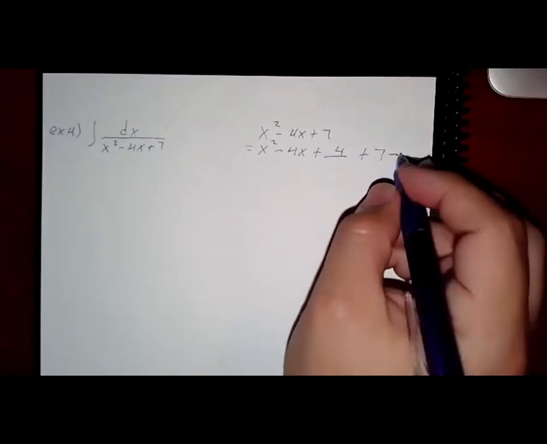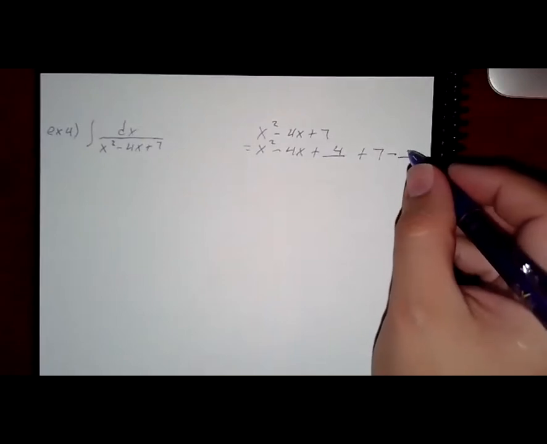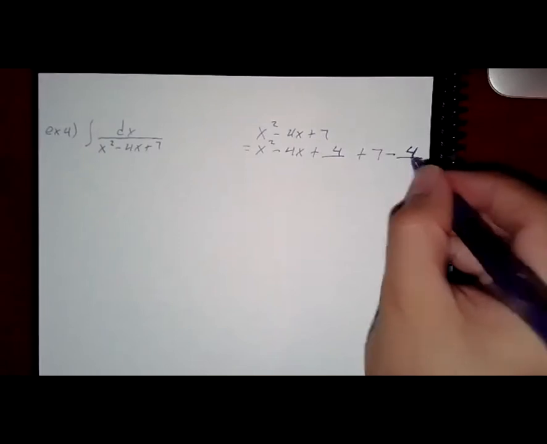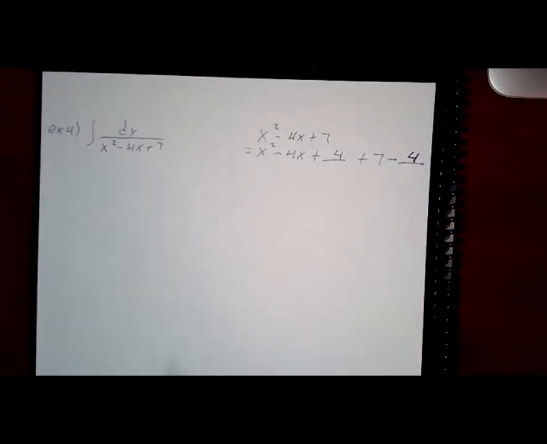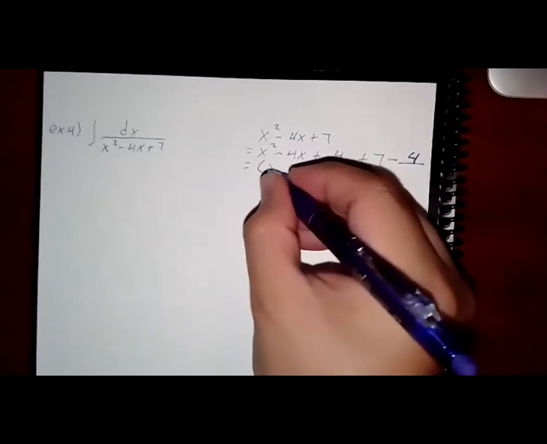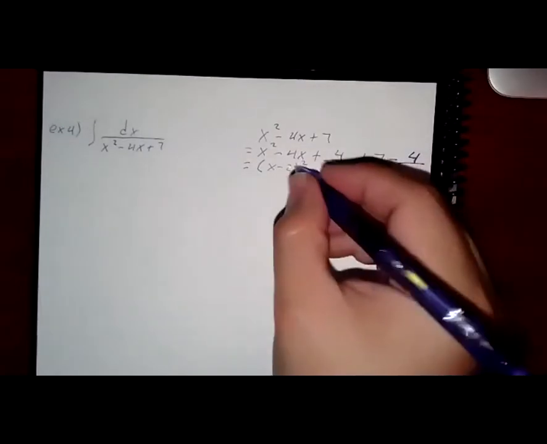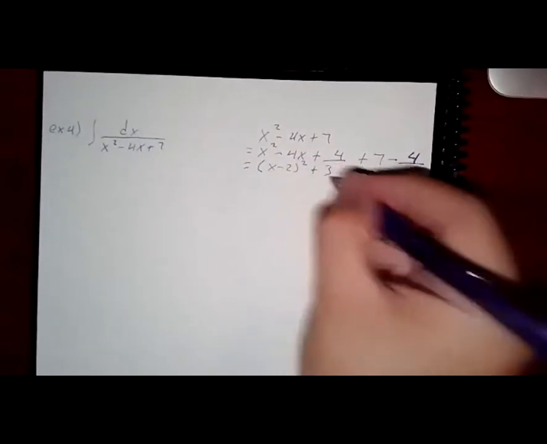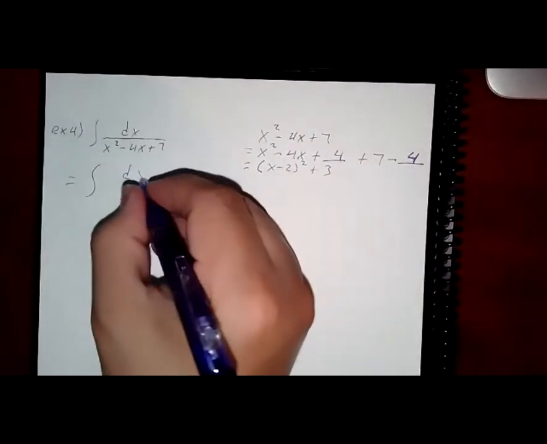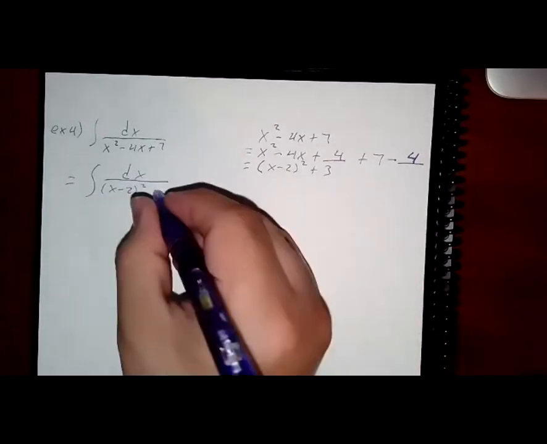But since I don't have an equation, I can't just add something for no reason. There's no 2 sides, so I need to subtract what I did. Trying to game the system here. So then this is a perfect square, which factors into this guy. And then I have 7 plus 4, which is just a plus 3. So this bottom part can be rewritten as x minus 2 squared plus 3.